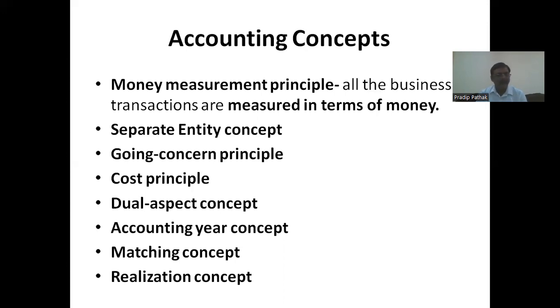Accounting year concept says that there is a periodicity of accounting. All of us know that 1st of April to 31st of March is the accounting period. Then the matching concept says that if you have been able to generate certain revenue, you must also think of the cost incurred in generating that revenue. The cost is to be matched with the revenue generated. Suppose you sell a certain product for 1,000 rupees. You must consider the manufacturing cost you incurred, maybe 800, maybe 700, so that you match them to get the realistic profit.